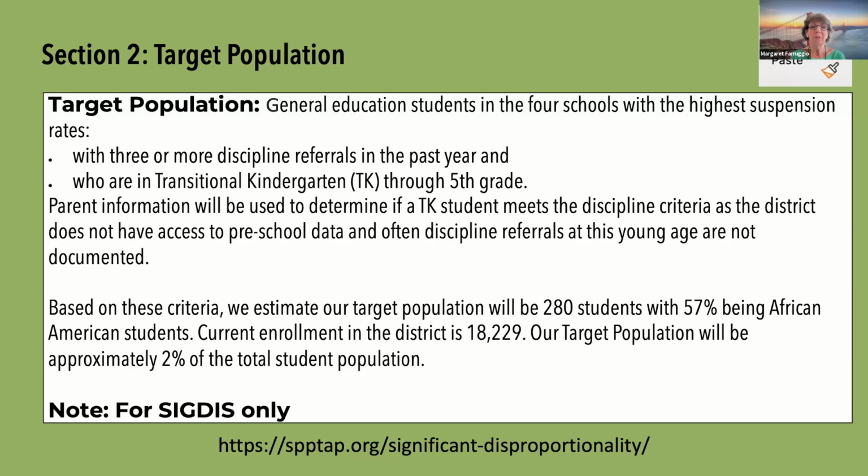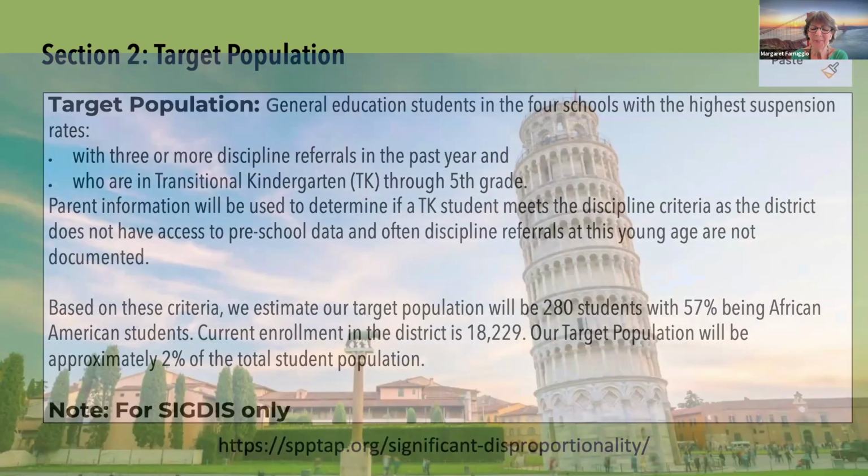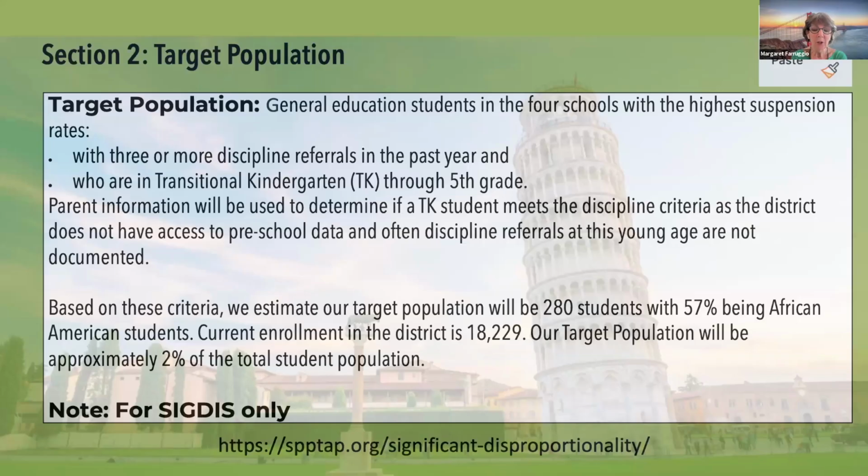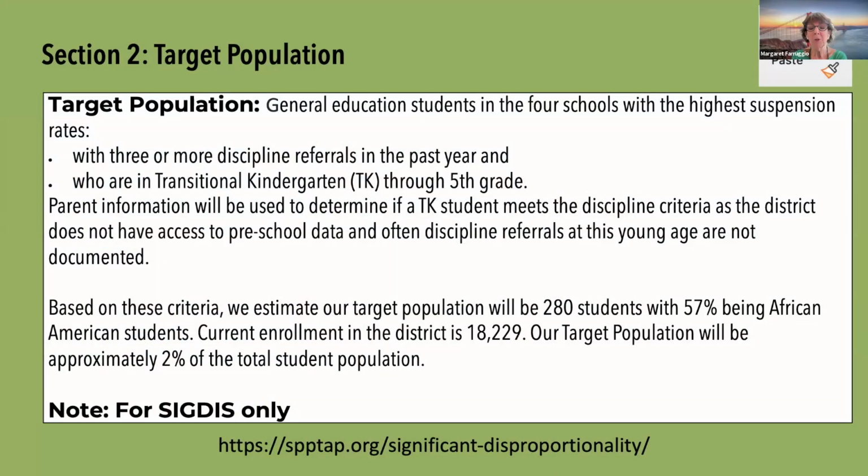Let's use the metaphor of the Leaning Tower of Pisa. The builders did not properly identify the target location for the building. Therefore, they built the tower on soft ground. As a result, the tower leans and cannot be used for its intended purpose, the ringing of the bells. So, if your target population is off, the measurable outcomes will not be realized.